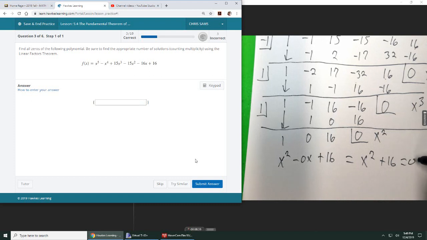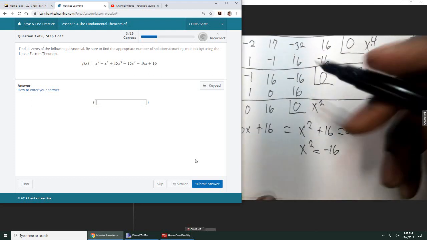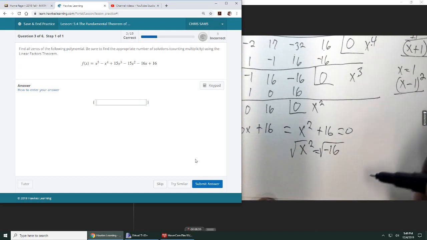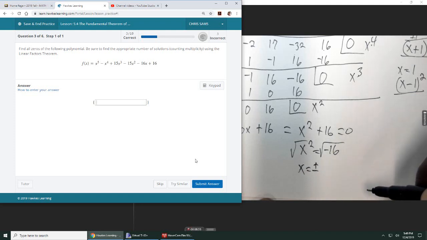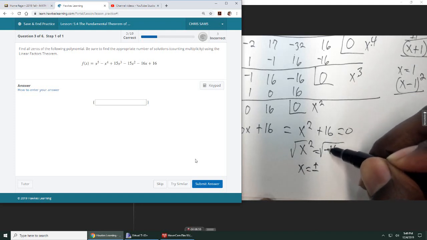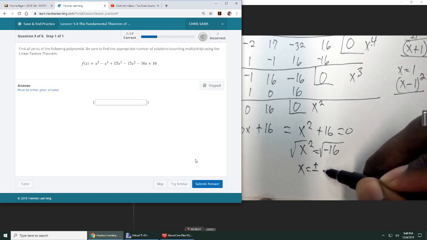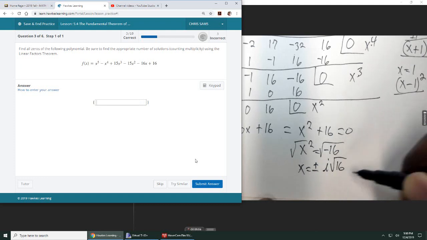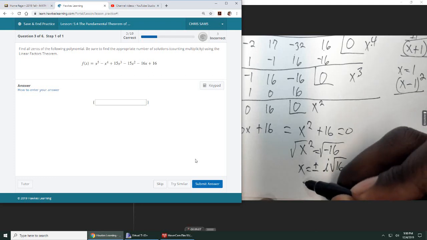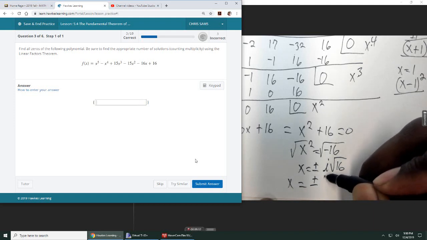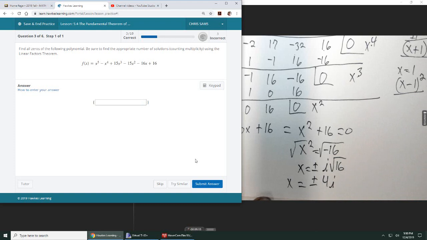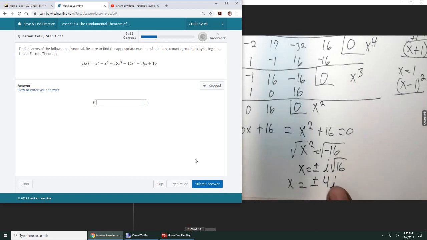And from here, we set this equal to 0 and we solve. So if I subtract 16, we get x squared equals negative 16. And then if I do the square root of both sides to solve for x, we get x. When you do square root, you have to remember plus or minus, because it could have been positive or negative. We can't take the square root of a negative, so we pull that out as an i, and then we have square root of 16. And then we can do square root of 16, that's 4. So we have x is equal to positive or negative 4i. So my other two zeros are positive 4i and negative 4i.